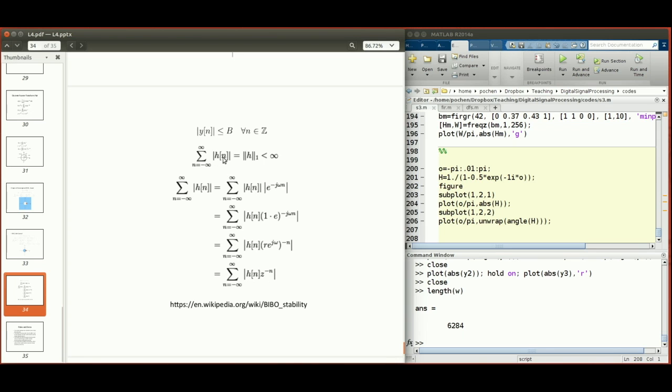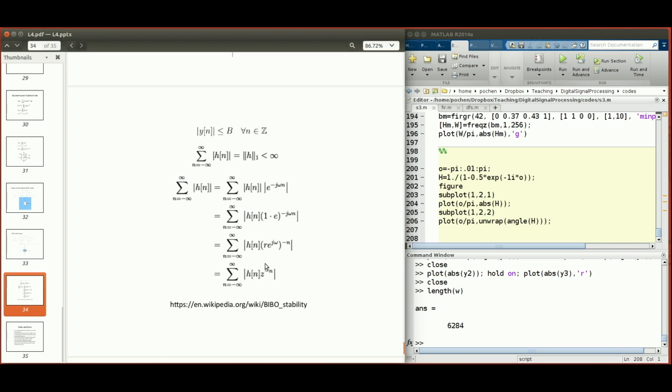So the absolutely summable condition for the impulse response is actually equivalent to the z transform on the unit circle being convergent, right? If it's divergent, if it's not convergent, then you don't have this condition of being finite. So if you want the impulse response to be absolutely summable, it's the same as requiring the z transform on the unit circle to be convergent.